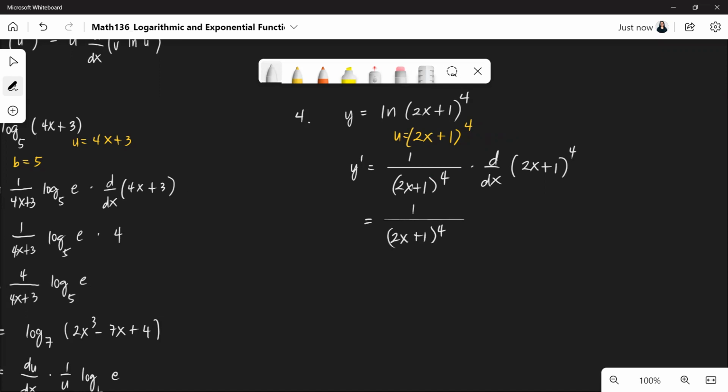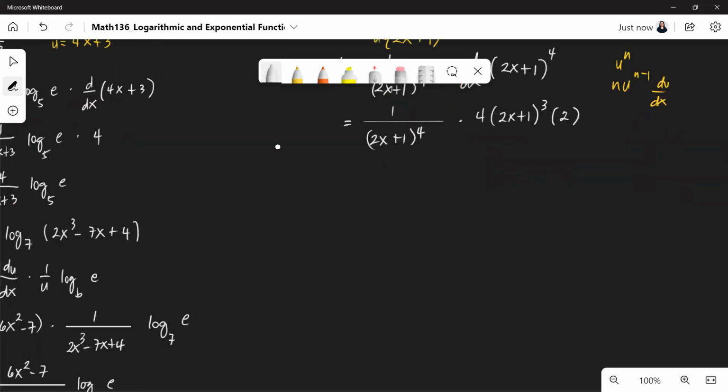And then using the power rule, n is 4. So we copy the n, right? It's in the form u to the power of n, so n u to the power of n minus 1 times the derivative of u with respect to x, right? So our u here is 2x plus 1. Meaning it's 4 times 2x plus 1 raised to the power of 4 minus 1 or 3. Then we need to multiply it with the derivative of 2x plus 1, which is 2.